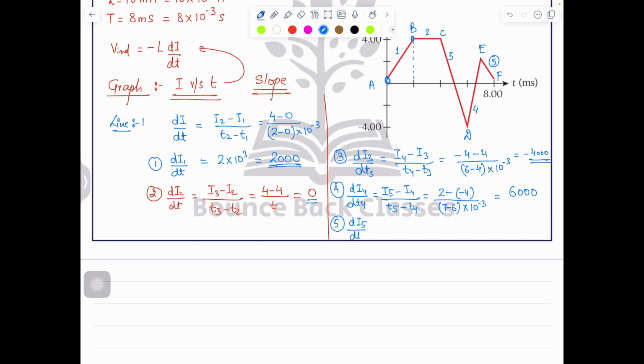di5 divided by dt5. So I6 minus I5 divided by T6 minus T5. Solve this fast. So the maximum value is 2 minus 0 divided by, what we have, 8 minus 7. No, it should be 0 minus 2, not 2 minus 0, because it is final minus initial. So 0 minus 2 multiplied by 10 raised to power negative 3. Solve this. So what is the value? Negative 2000. Okay, we have all the 5 values.